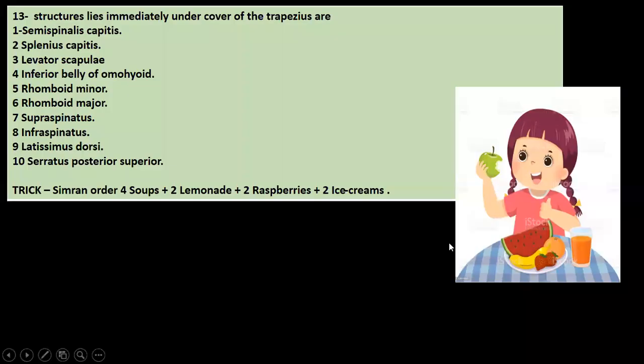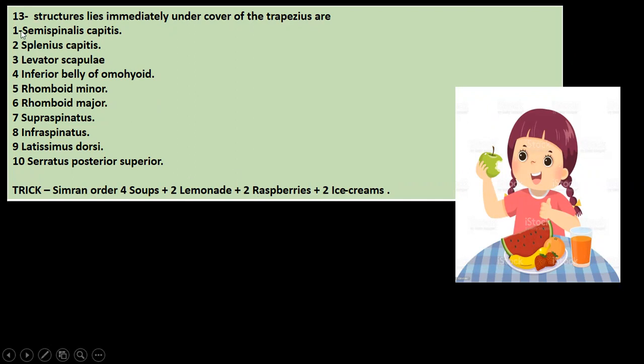So we'll mention here just a combination, that is rhomboid muscle. Okay. So now, as I already said, the trapezius is one of the large muscles. So there might be some structures that lie under it, and the structures which lie under it are almost 10, and it is not easy to memorize all of them at once. So the trick which we can use is: Simran ordered 4 soups, 2 lemonades, 2 raspberries and 2 ice creams. I have made the trick like this because there are 4 S, 2 L, 2 R and 2 I. So I think let's make the trick like this.